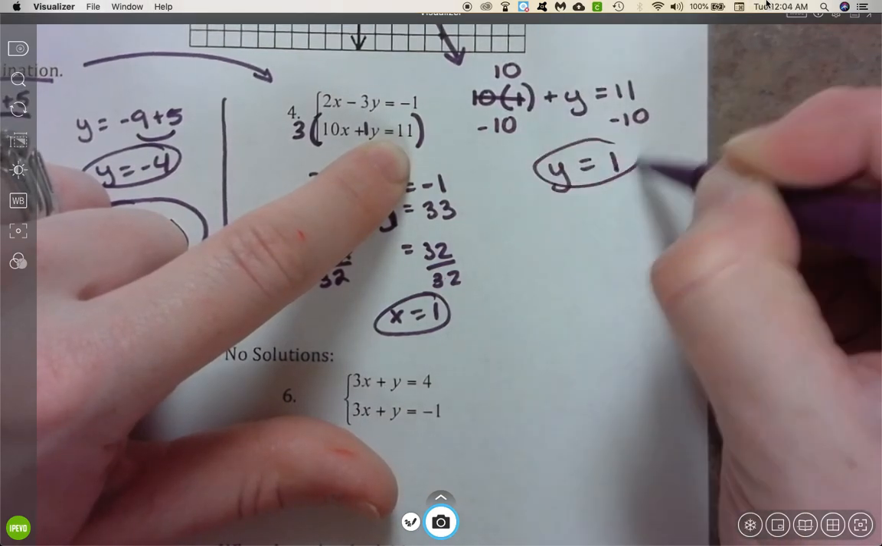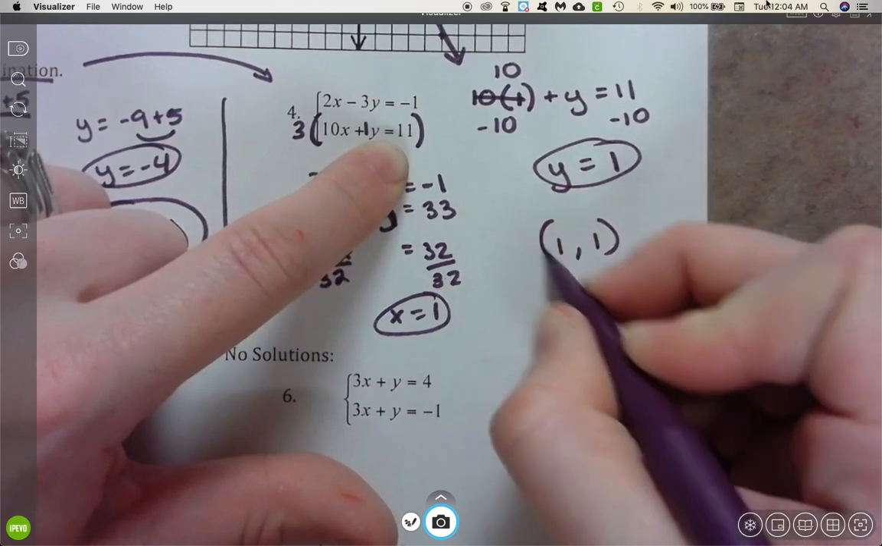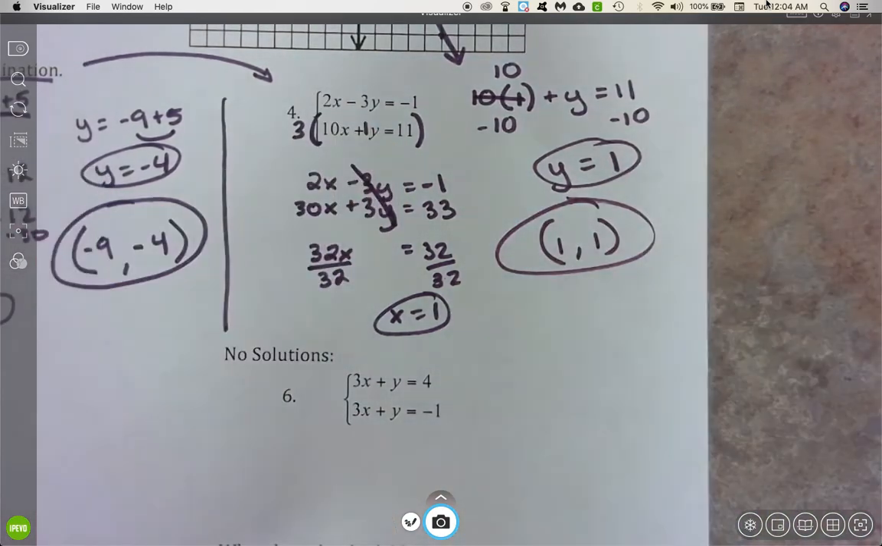So I have the point 1 comma 1, and this is going to be the place where those two lines are going to cross each other. So I've solved for the same thing, but just using a different method. That was elimination rather than substitution. Okay, all right, 2 left.